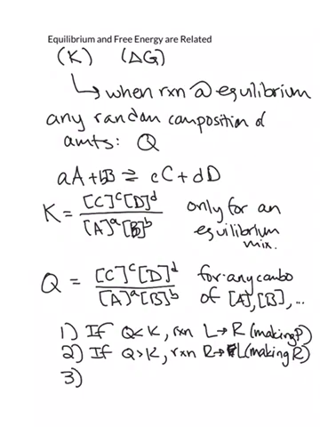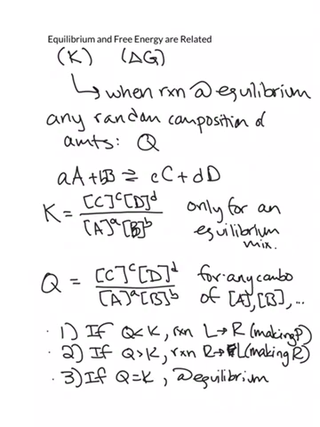Or, in the case that I find out that Q and K are exactly the same thing, then we're at equilibrium. Number one, I'm making products faster than I'm making reactants. Number two, I'm making reactants faster than I'm making products. Number three, the speed at which I'm going reactants to products is the same as the speed I'm going back from products to reactants, or I'm at equilibrium.